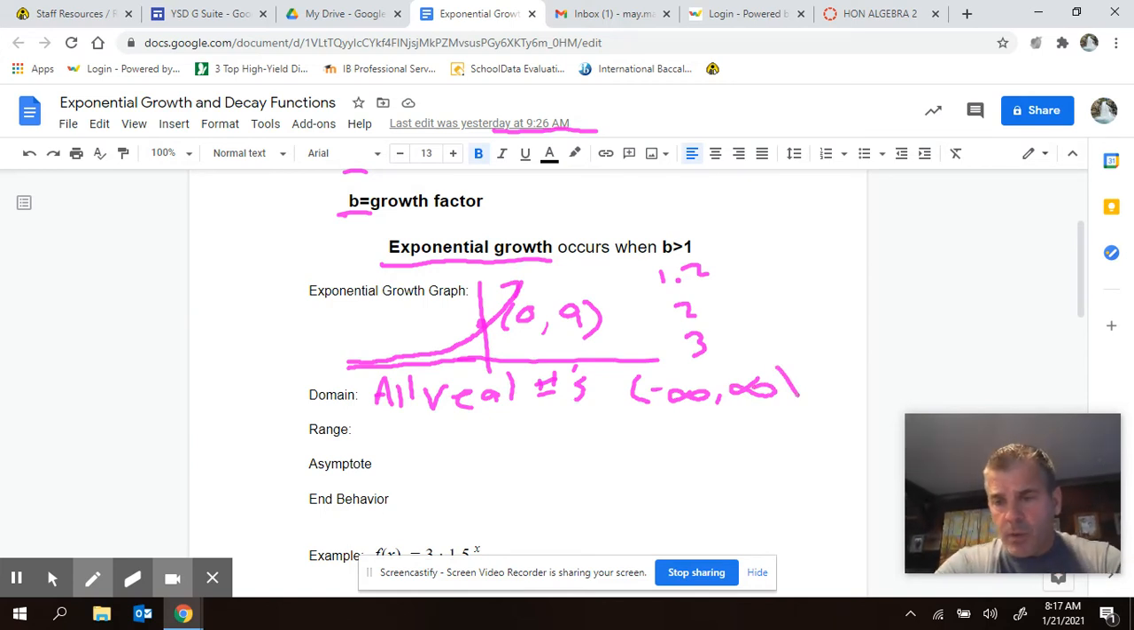Now our range is quite different. If you look at it, it's not just going to automatically be all reals. In fact, you can see that those output values are above the x-axis. So the question is, does it ever touch the x-axis? Well, you can mess with the numbers and start to see that. If we have this growth factor of 2, we'll stay with the idea that the a value is 2.